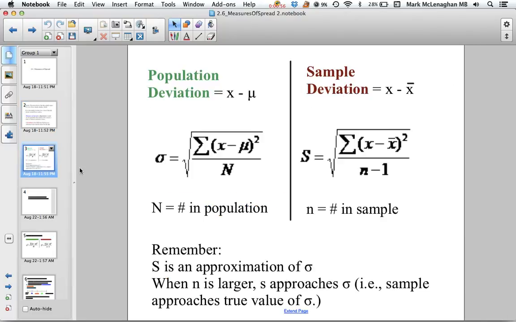So the standard deviation is, then we have population and sample based on which mean we're using. It's denoted as sigma, which is the small sigma, or small s. Remember that large N is the number in the population, little n is the number in the sample.